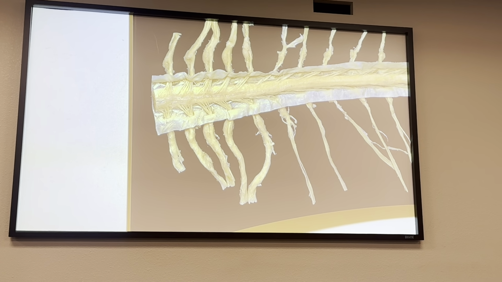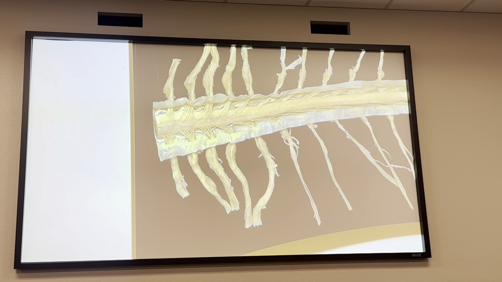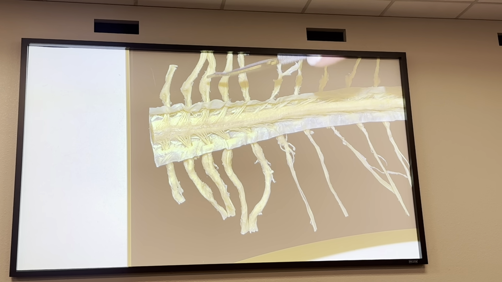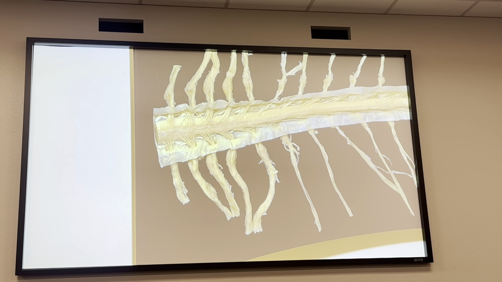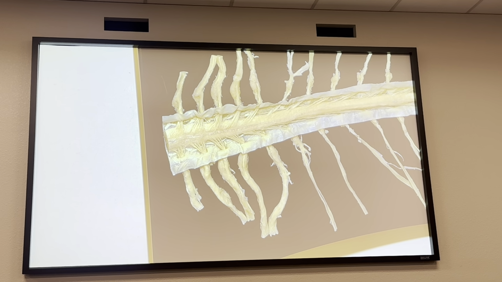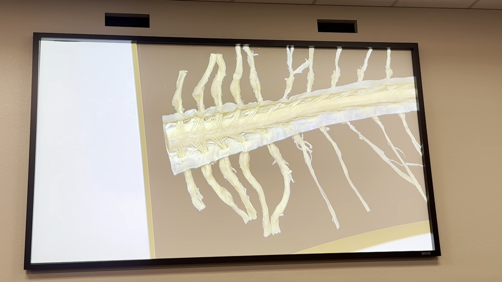You have maybe C1, C2, C3, let's see. You have a couple spinal nerves missing. I'd say C1 to C3 are gone. Can I maybe get somebody to hold this just so I'm not jostling it around?